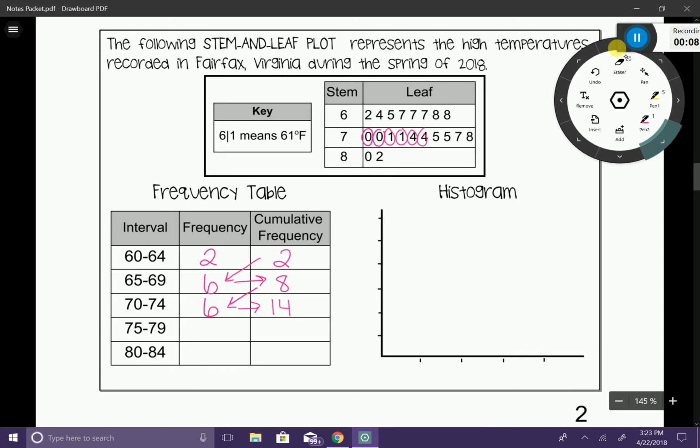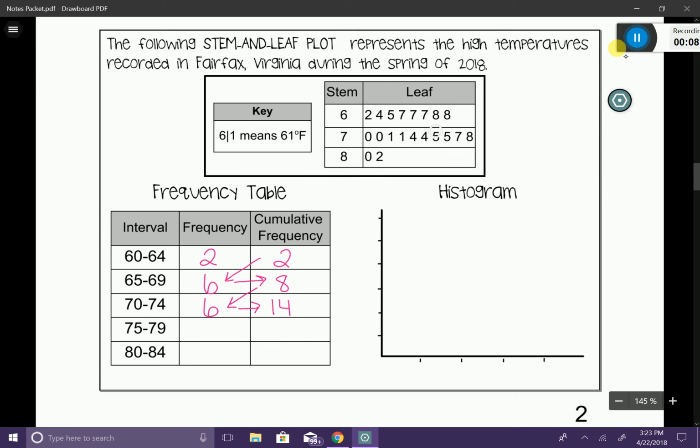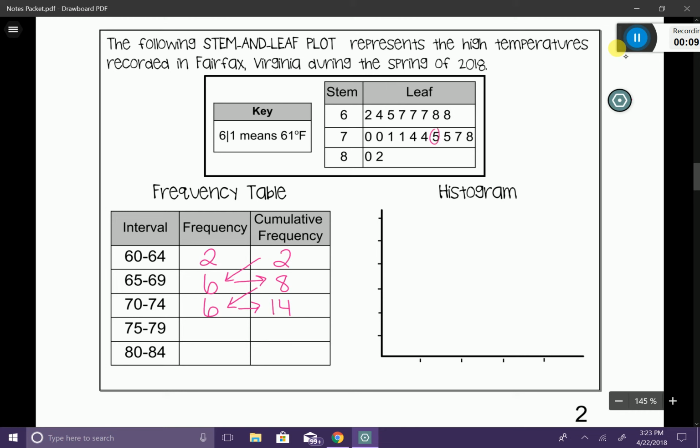All right, moving to our next interval. My next interval is 75 to 79. So 75, I have 1. Let me grab my pen. 75, 75, 77, 78, and that's it. So I have 4 in this one, which gives me a cumulative frequency of 18.